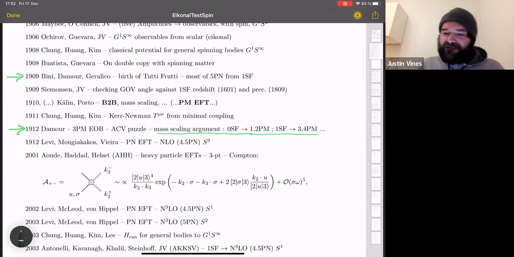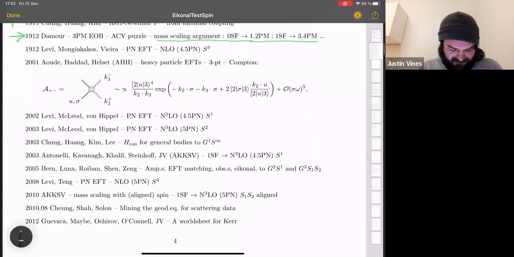first and second post-Minkowskian orders, of course, include the leading and next to leading post-Newtonian orders. These are, if you're clever, you can get those completely for arbitrary mass ratios from 0th order self-force, or really the test body limit. And you can get the third and fourth post-Minkowskian ones from first order self-force or linear in mass ratio black hole perturbation theory calculations. Okay, so that was the birth of Tutti Frutti, let's say, which has continued beautifully.